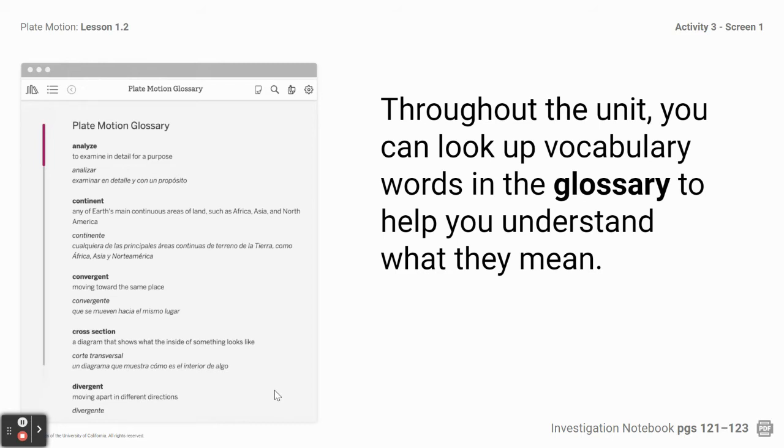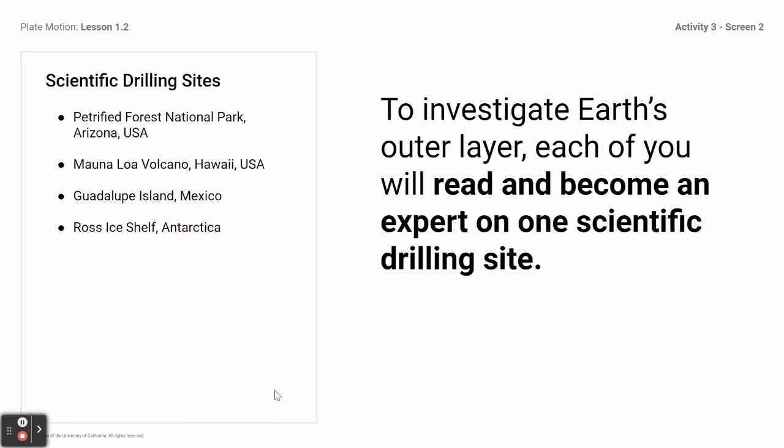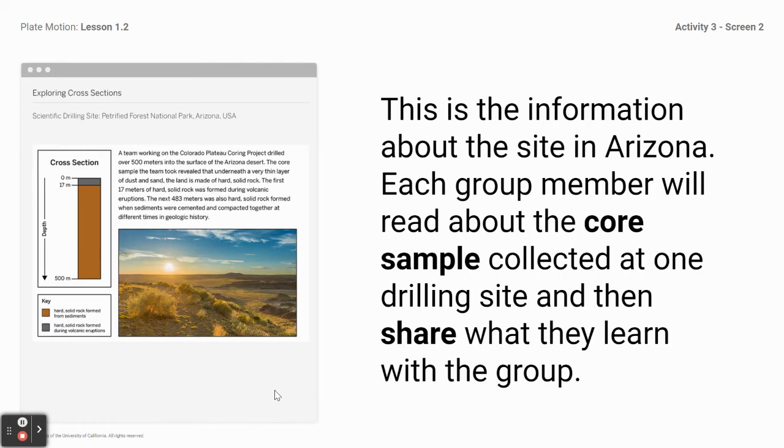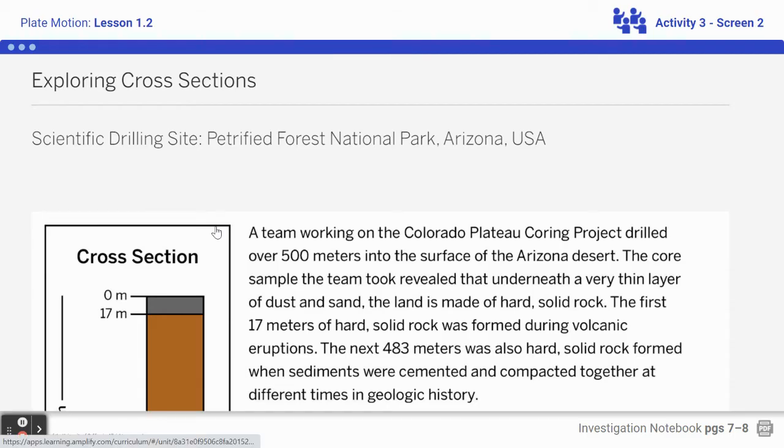So we have a glossary. You know it's in Amplify for you. It's also in the back of your workbook, and I'll show you it's in your interactive notebook. So hopefully you all are going to read about those 4 sites, and you are going to analyze what that can tell scientists. For example, here we have the depth, 500 meters. We have a key that shows us the top layer is solid rock formed during volcanic eruptions. And then we have hard solid rock formed from sediments. And then we have a little bit of information about that location.